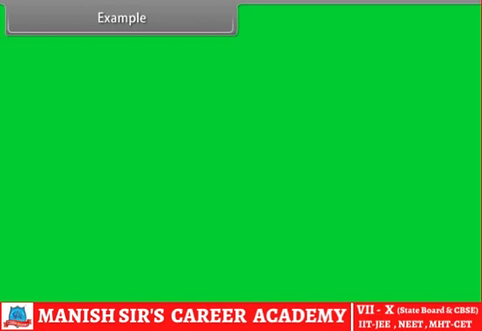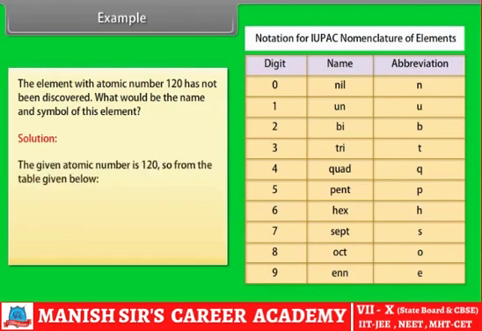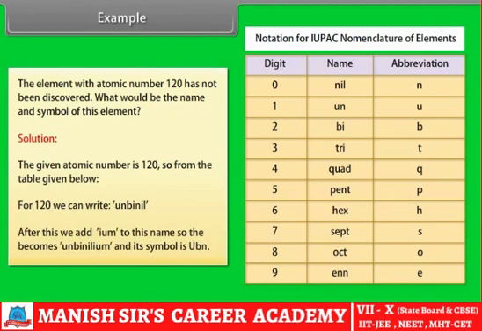Example: the element with atomic number 120 has not been discovered. What would be the name and symbol of this element? Solution: the given atomic number is 120, so from the table given below, for 120 we can write unbinil. After this, we add "ium" to this name, so it becomes unbinilium and its symbol is Ubn.